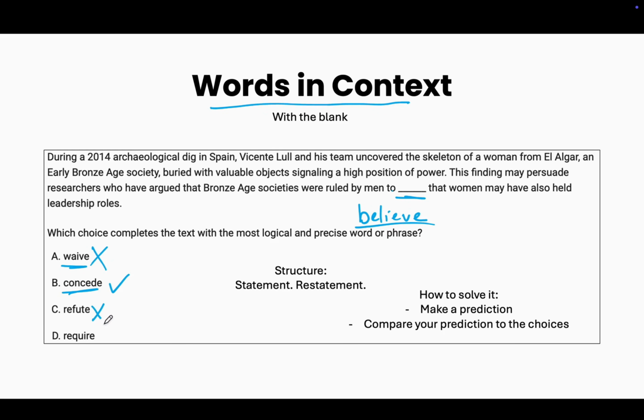Refute, to prove wrong. This is the wrong direction because they're not trying to prove them wrong. Require, we all know what require means, and it does not make sense here. So the correct choice is choice B. Notice we didn't just guess. We predicted first, then matched.